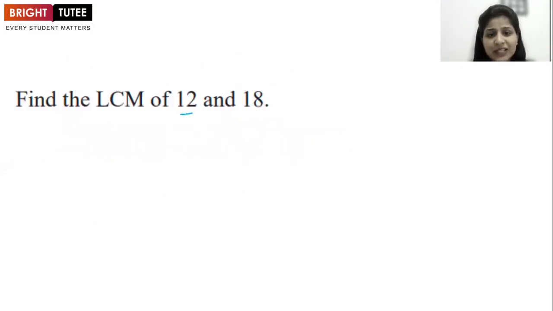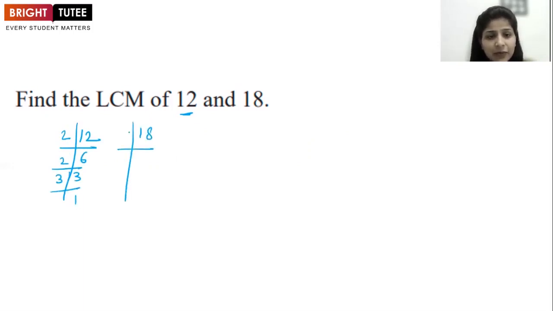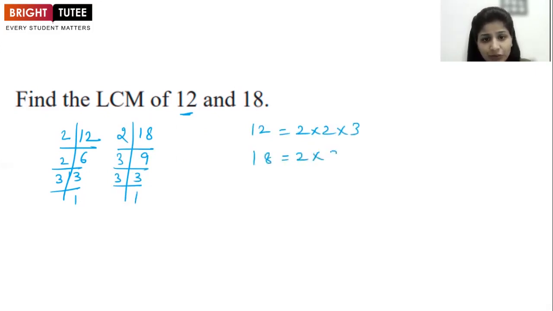I will express 12 as the product of prime factors. 12: 2 sixes are 12, 2 threes are 6, and 3 ones are 3. 18 also, if I express it in the form of prime factors: 2 nines are 18 and 3 threes are 9. So 12 is equal to 2 into 2 into 3, and 18 is equal to 2 into 3 into 3. So 2 is coming 2 times and 3 is coming 1 time here, but in 18, 2 is coming 1 time and 3 is coming 2 times.